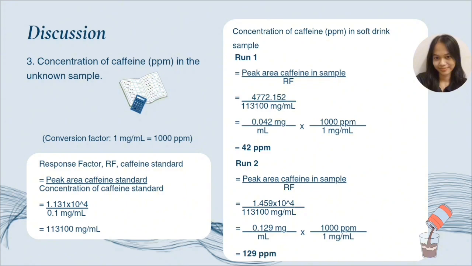Using the same value of RF, we calculate the concentration of caffeine in ppm in the soft drink sample using the equation peak area of caffeine in sample over RF. After the calculation, we will get 42 ppm for run 1 and 129 ppm for run 2. And the concentration of caffeine in soft drink sample for run 1 is 42 ppm, and the concentration of caffeine in soft drink for run 2 is 129 ppm.